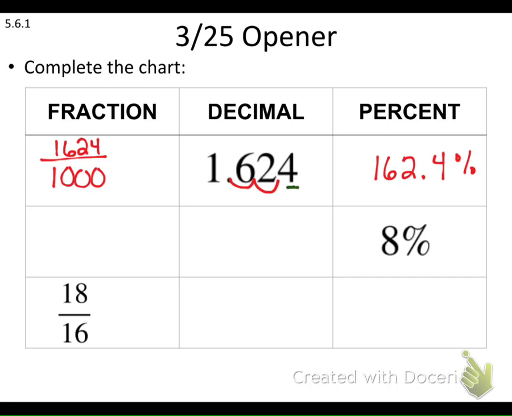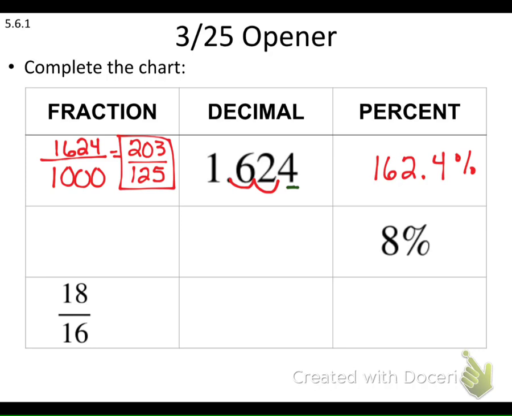When you do that, what do you end up with? Say it again. 203 over 125. Good. Because we do want our answer as an improper fraction instead of a mixed number. Now, looking at your openers and looking at your tests, I'm going to want to see both of these. I want to see the fraction that we start off with, and then I want to see the fraction in simplest form. Okay, next one.